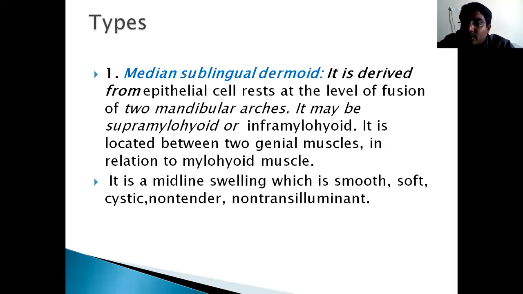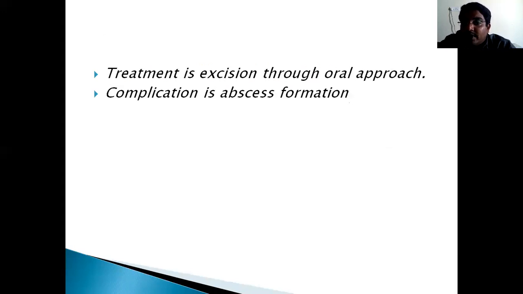It is of 2 types, median sublingual dermoid and lateral sublingual dermoid. The treatment is completely by the oral approach. If it is a small midline swelling, you go for the oral approach, complete excision of the swelling. Then what are the complications? Abscess formation. Treatment is complete excision through the oral approach for midline swellings.